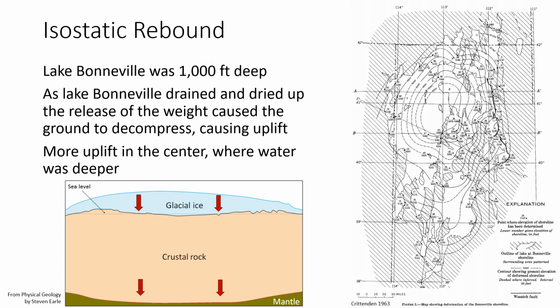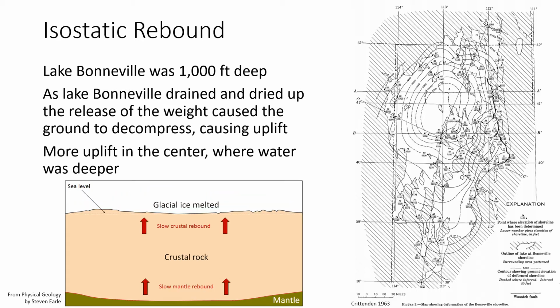The mechanism that explains most of the deformation is isostatic rebound. We see isostatic rebound after glaciers melt, for instance. As the weight of glacial ice is removed, the crust slowly springs back up.